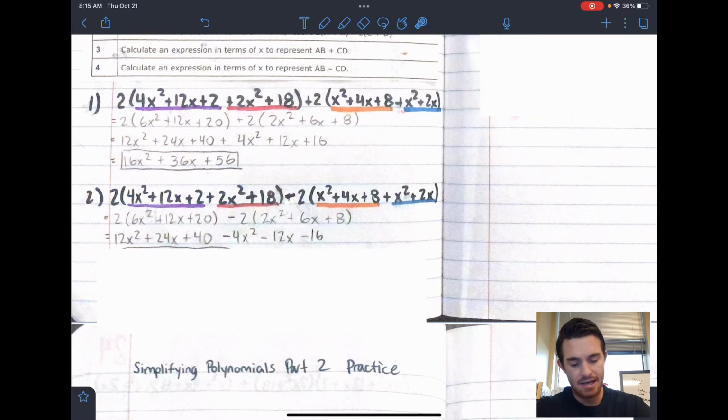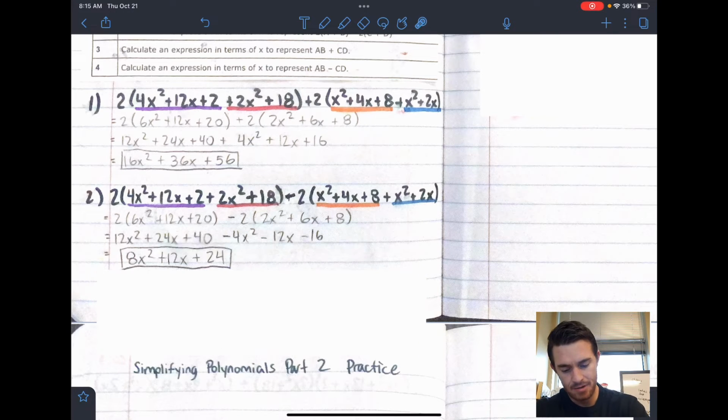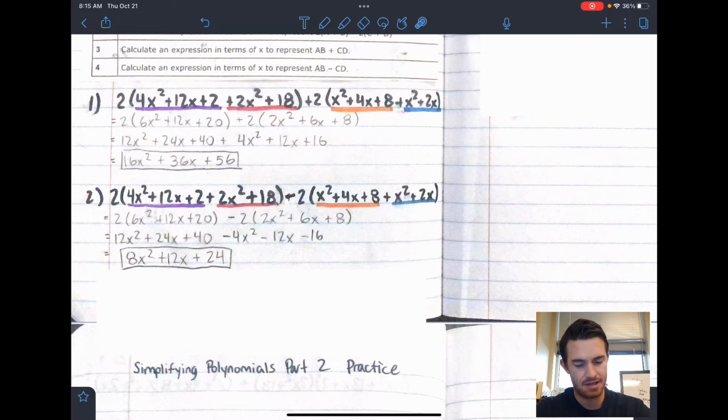Okay, and then the next step is the same as above. We're going to simplify. So I have 12x squared minus 4x squared gives me 8x squared, 24x minus 12x gives me 12x, and then 40 minus 16 gives me 24. And there we go. There's our simplified expression right there.